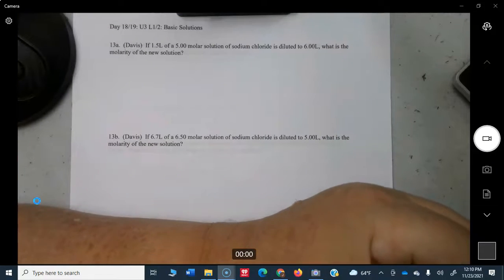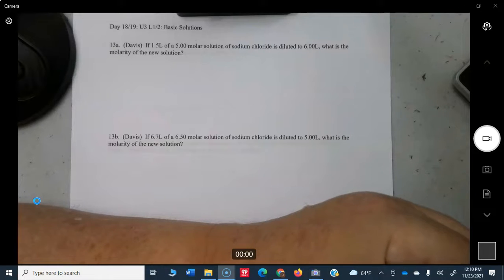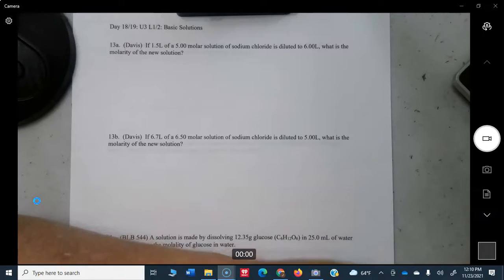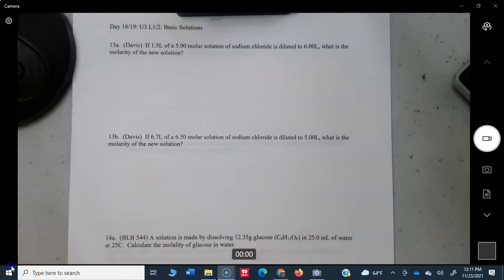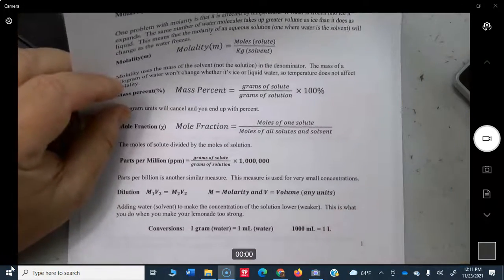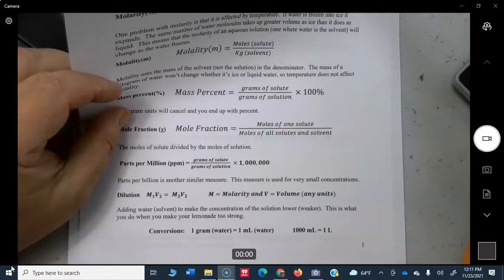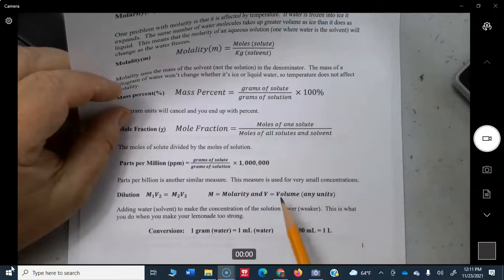Okay, if 1.5 liters of a 5 molar solution of sodium hydroxide is diluted to 6 liters, what is the molarity of the new solution? So this is called a dilution problem. It has the word diluted in it. That means you made your lemonade too strong, it's too sweet, it's too syrupy. So you want to add water to make it less sweet, less syrupy. That's what you're doing here.